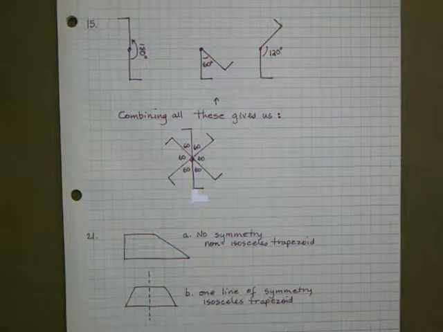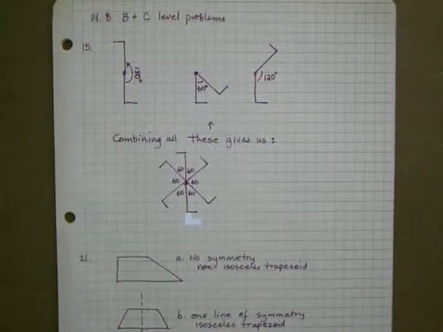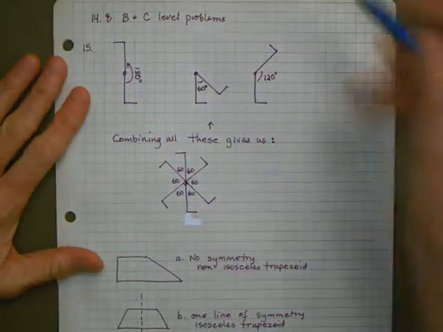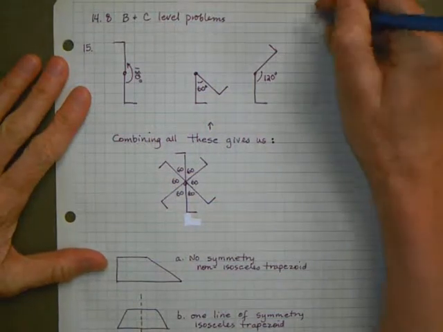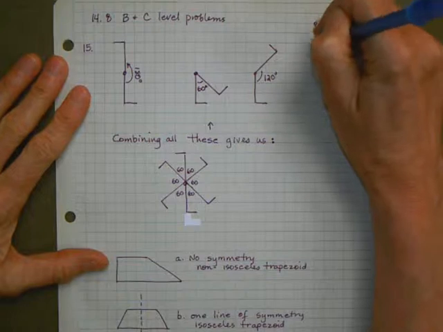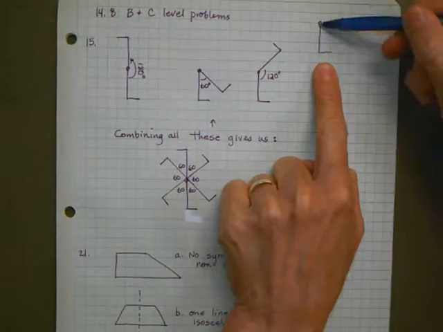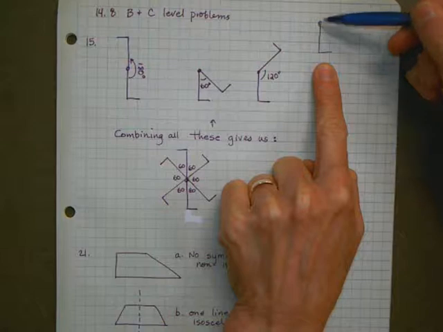We're talking about 14.8, the B and C level problems. So we're going to go over a couple of these. For 15, they give you this figure. I'll show you what they give you. They give you this, and they give you this. All right, so this one that I just drew, this is my point of rotation.